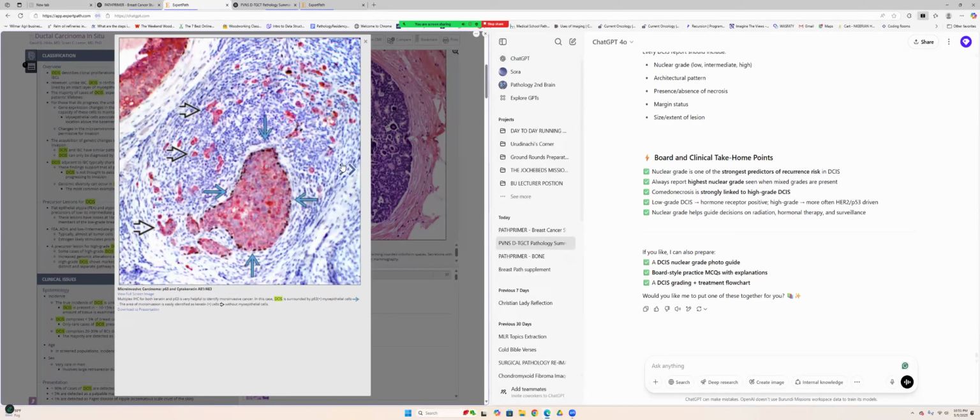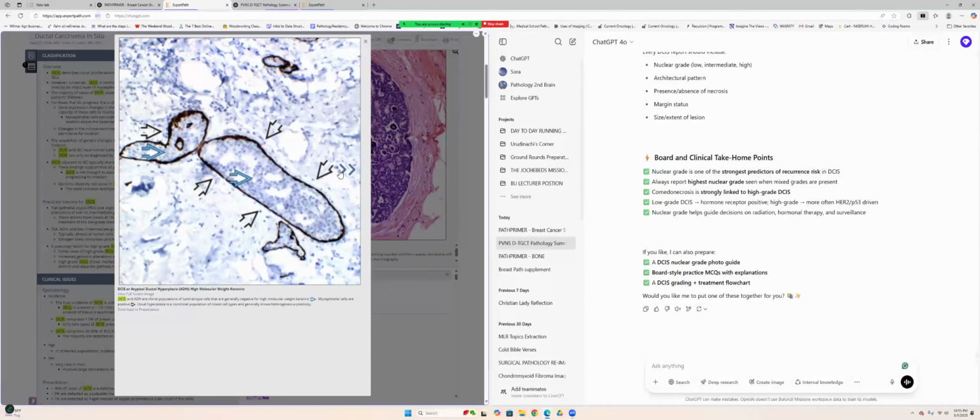Microinvasive carcinoma. Here we have a stain with cytokeratin. You see the invasive cancer has no myoepithelial cells, while the DCIS portion has myoepithelial cells surrounding it. DCIS with ADH and high molecular weight keratins: myoepithelial cells are positive.